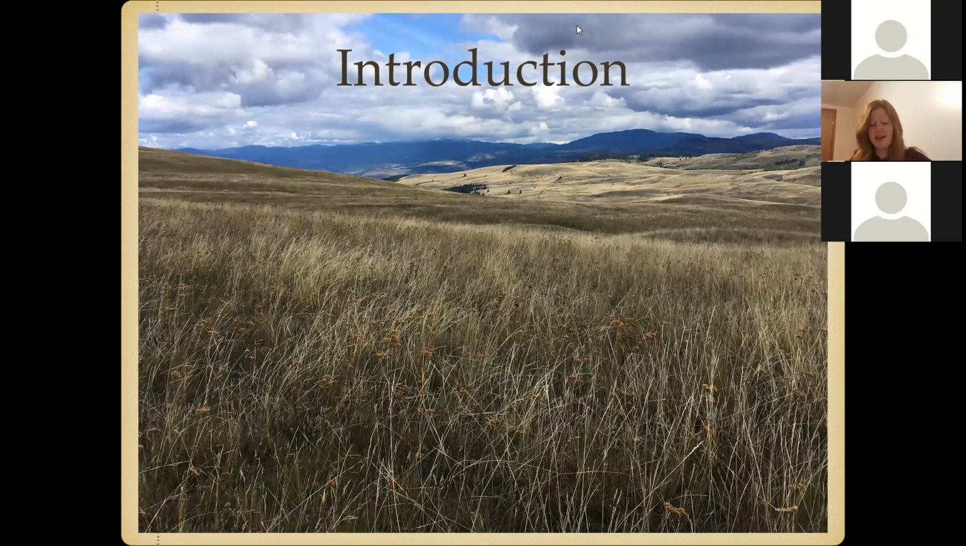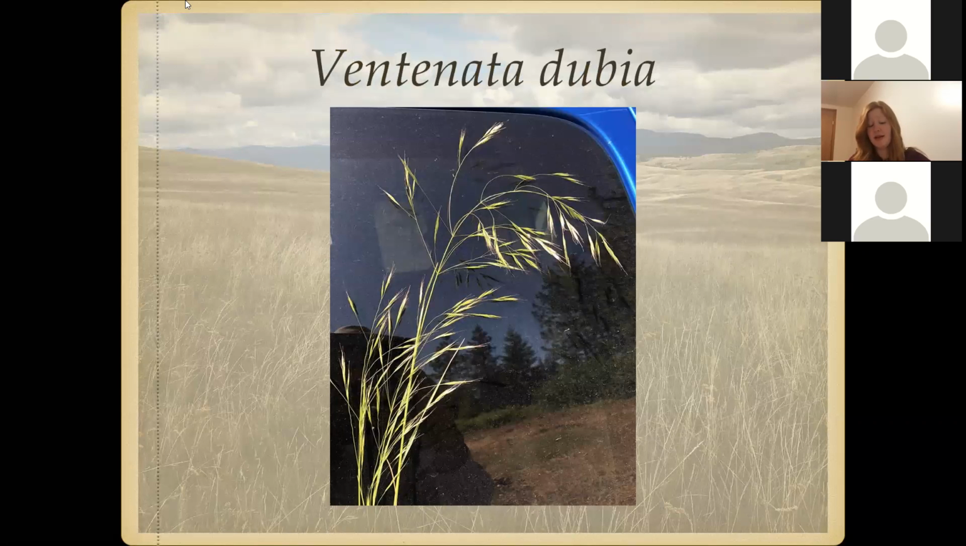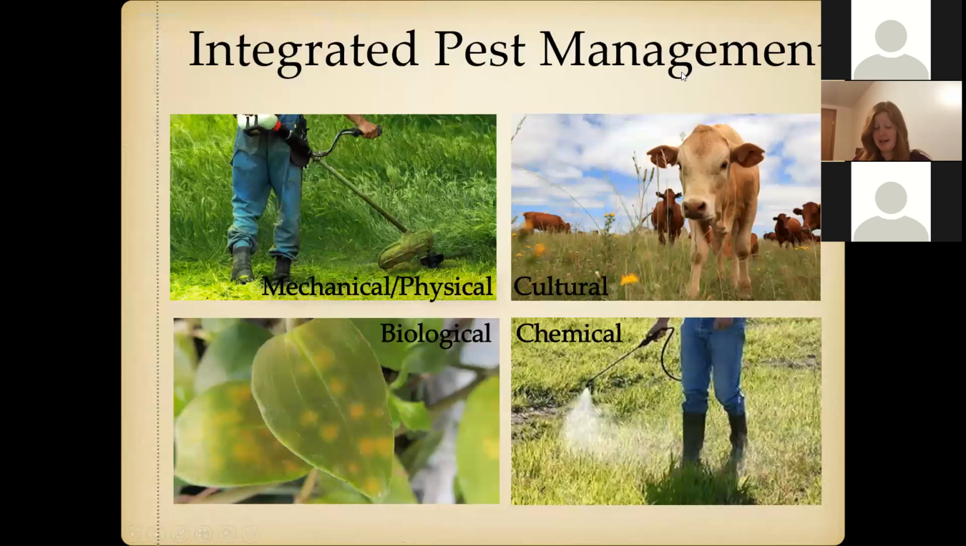Today, I'm going to be looking at an invasive species called Ventenata dubia, and it's a relatively new invader in BC. I'm going to highlight this species in hopes to further protect our grasslands. Before I really delve into Ventenata dubia, though, I'm going to quickly go over what integrated pest management is, as that was the focus and the lens that I viewed my meta-analysis through.